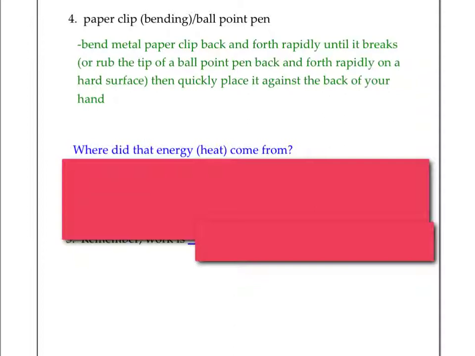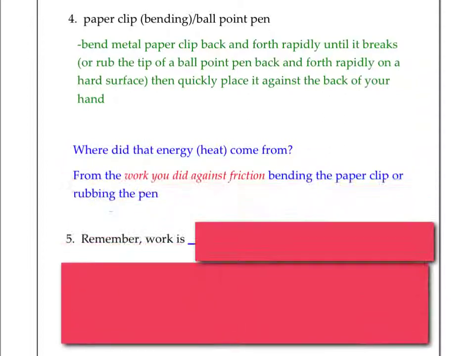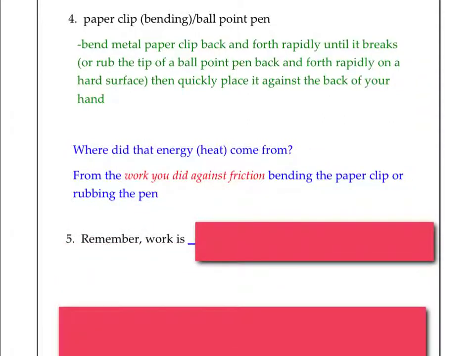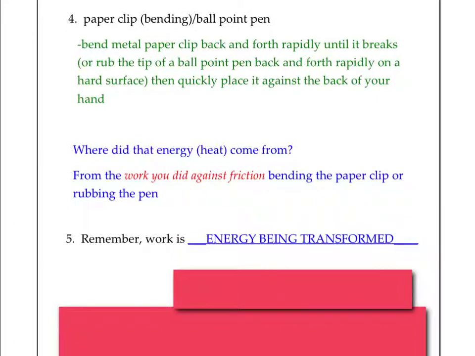So if you did it correctly, it's going to start to get warm and you'll actually feel it, the tip of the pen or the paper clip or coat hanger, whatever you're using, it's actually going to get hot. And if you're really good at it, it leaves a little red welt on the back of your hand. I don't recommend that. Okay. But where does that heat come from? Friction. Good. Okay. So you did work against friction and it turns into heat.